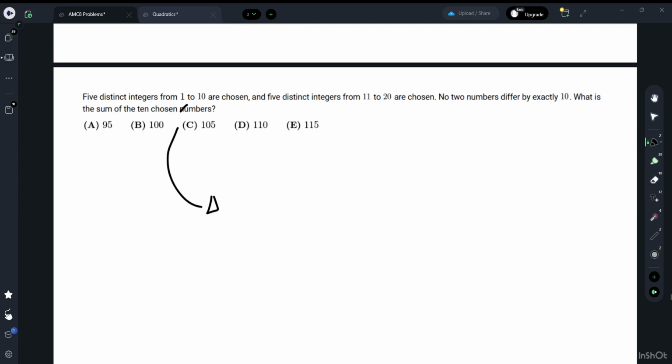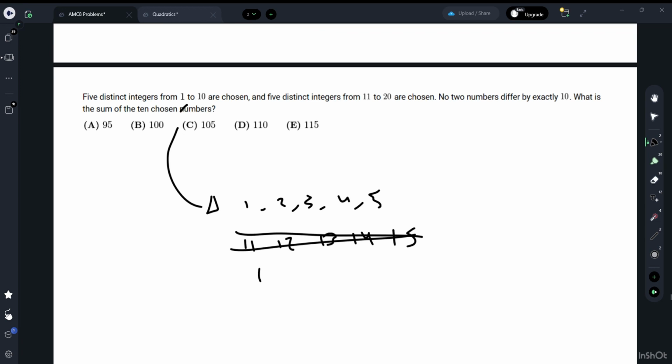If we choose 5 distinct integers from 1 to 10, let's just choose 1, 2, 3, 4, 5. Now we have to choose something from 11 to 20, but they cannot differ by 10. So it cannot be 11, 12, 13, 14, or 15. So there's only 5 numbers left to choose, which is 16, 17, 18, 19, and 20.